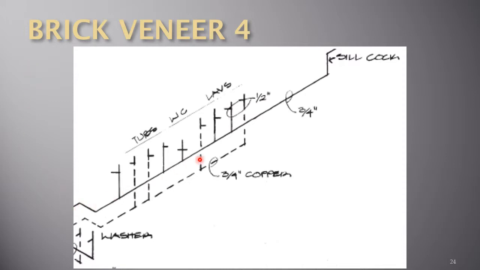Looking at the rest of the single line drawing, we see tubs, WC, which is water closet, and lavs for lavatories. In the construction trade, toilets are water closets, sinks are lavatories. So just remember that, because we will see that many, many times.